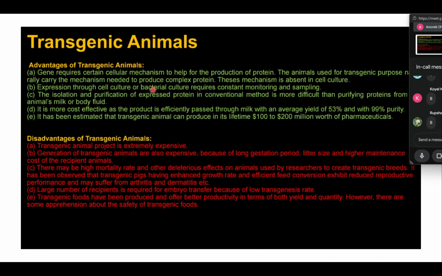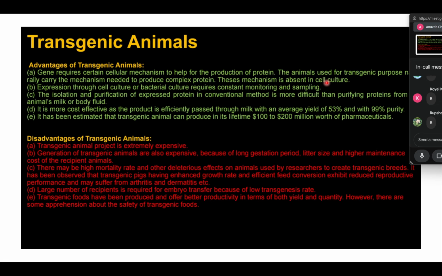Expression through cell culture or bacterial culture requires constant monitoring and sampling. Also, a lot of processes do not happen in cell culture. So, cell culture is when you grow individual cells or a layer of cells. But if you want to, for example, study brain development or disorders related to brain development, you obviously cannot study it in cell culture because those are just cells.